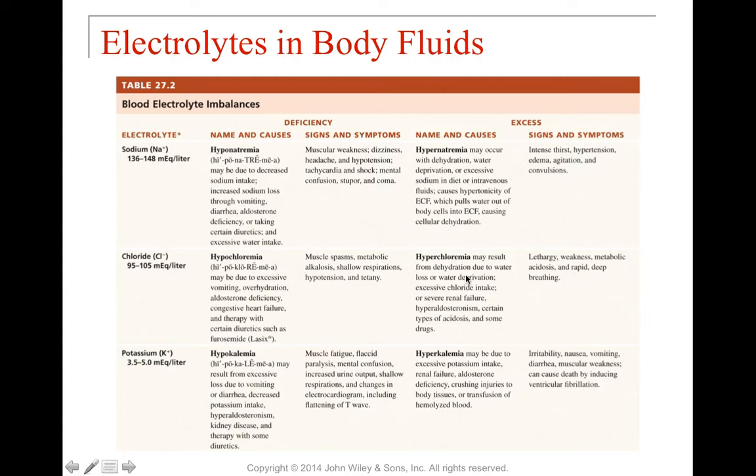If we end up with too much chloride, we can end up with hyperchloremia. This can result also from dehydration due to water loss or water deprivation, either way, also can occur due to excessive chloride intake. So if you just bring too much in, or also if you have severe renal failure, so your kidneys are just not able to adequately differentiate what's supposed to go into the urine and what's supposed to stay in the bodily fluids. And then hyperaldosteronism, which is basically the opposite of this aldosterone deficiency, when we have too much aldosterone in the system. Certain different types of acidosis, and also variable types of drugs.